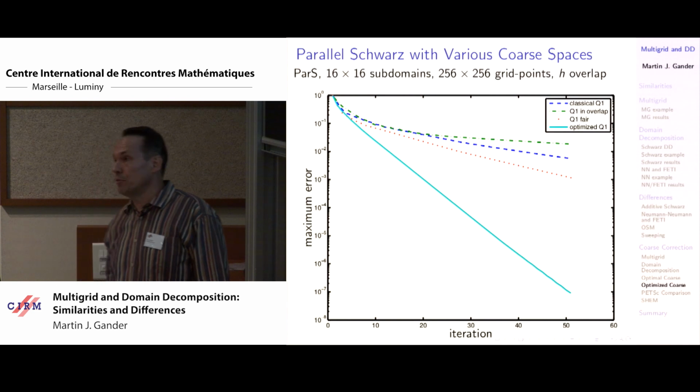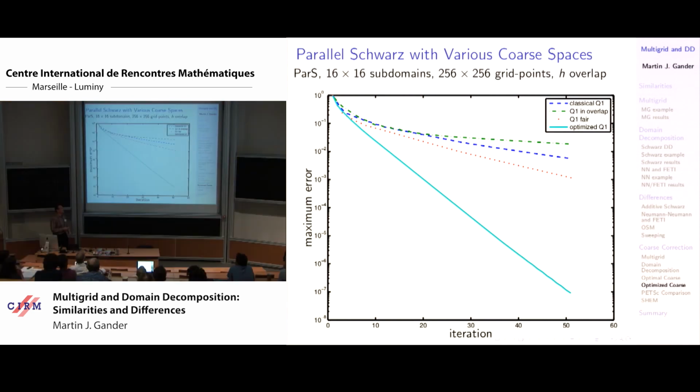And this you see immediately if you run this as an iterative solver. So this is an experiment now with 16 by 16 subdomains. It's the parallel Schwarz method of Lions. I implemented it as RAS. Here is the number of iterations. Here is the maximum error. And you see if you put these Q1 functions, you get a much faster convergence than if you put any other option of a Q1 coarse space. This is really an approximation of this optimal coarse space.